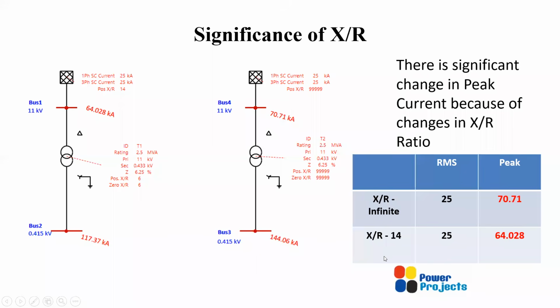And if you simulate with X by R less than 14, then it will be less than 64, and with more than 14, this will be more than 64, but it will be definitely less than 70. Even for the maximum X by R, which is infinite, the peak current reaches only 70 kiloamps. So when you have a higher X by R ratio in your system, you have to be more careful when you are selecting the circuit breakers. Your breaker should have a higher making current to handle this maximum peak asymmetrical current because of the higher X by R ratio.